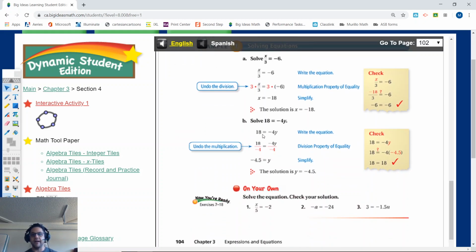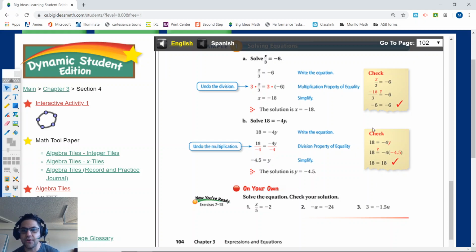And this one right here, I'm going to give some strategies on what I would suggest you do. I don't like having the 18 here. I always like having the variable first, so I would personally move the 18 over there on the right side, and I will show you that strategy when we do number 3 together.